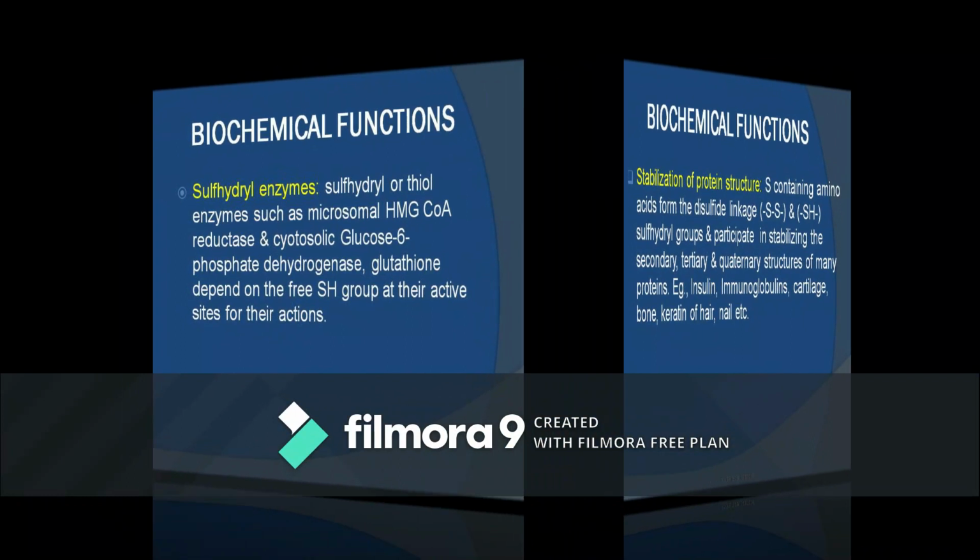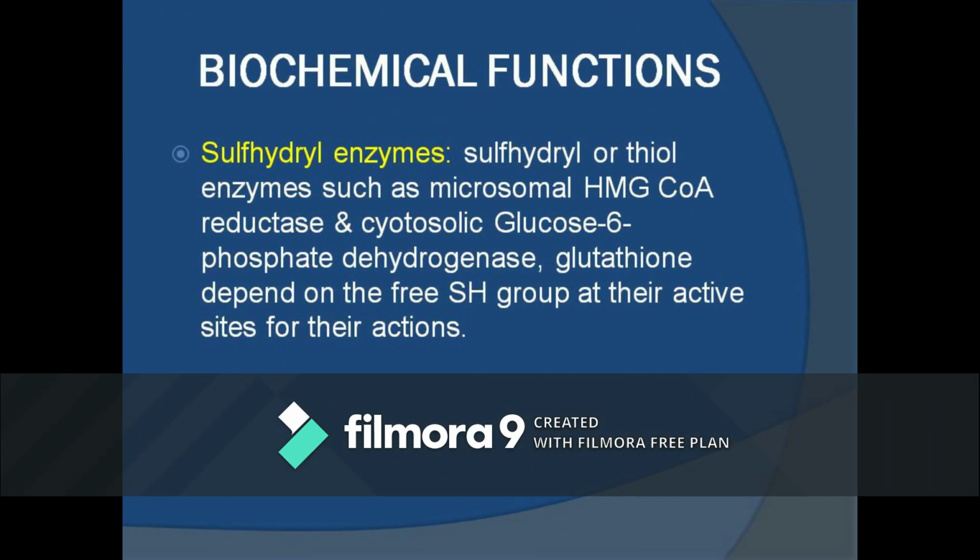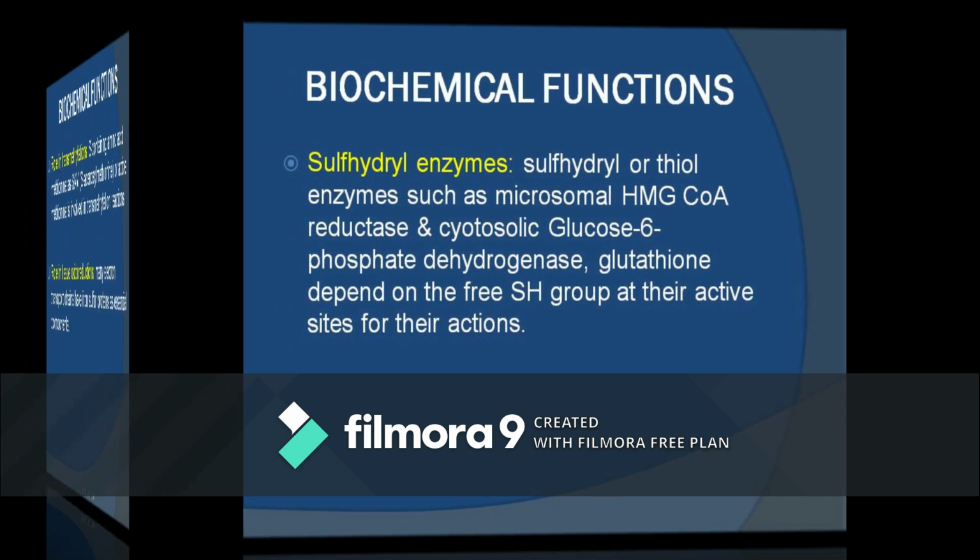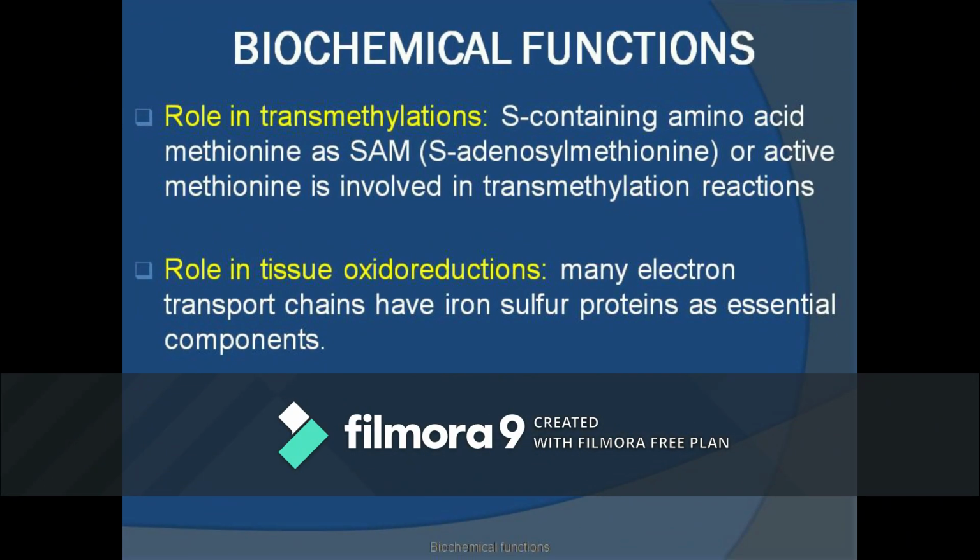It has a role as a part of sulfhydryl enzymes. Sulfhydryl or thiol enzymes such as microsomal HMG coenzyme A reductase and cytosolic glucose 6-phosphate dehydrogenase, glutathione depend on the free SH group at their active sites for their actions. Sulfur has a role in methyl transfer reactions or transmethylations. Sulfur containing amino acid methionine as S-adenosylmethionine or active methionine is involved in transmethylation reactions.